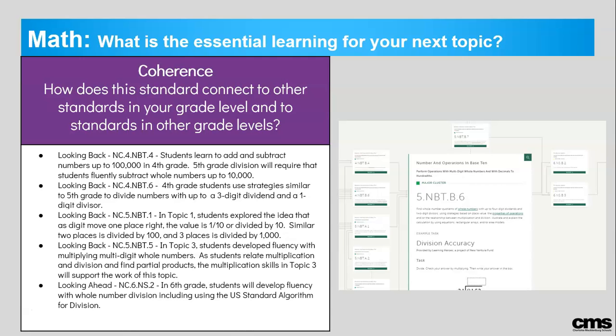We can see looking ahead, NC.6.NS.2. In 6th grade, students will develop fluency with whole number division, including using the U.S. standard algorithm for division. Also in 6th grade, NC.6.NS.3, students will be introduced to and develop fluency to divide decimals by decimals. Looking at what comes before and after this work helps us to provide coherent instruction for students.